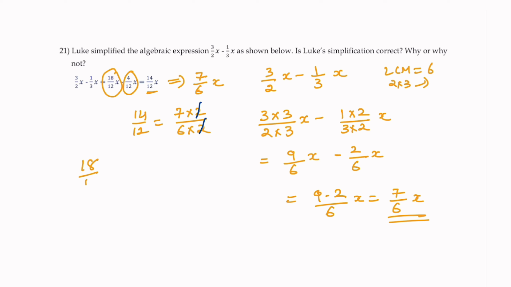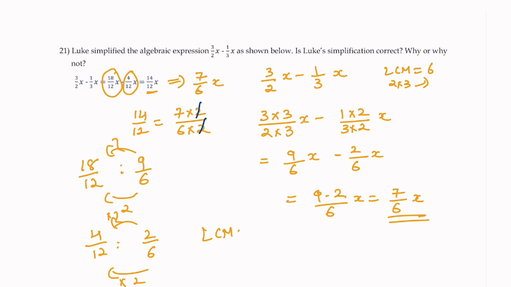He has 18 over 12 and we had 9 over 6. So actually, this is times 2 and this is also times 2. And again, 4 over 12, we have 2 over 6. So that's again times 2. In a way, the final answer matches if we further simplify, but here he has taken the LCM to be 12, whereas the LCM is supposed to be 6 and not 12. Though he finally gets what we are getting, the LCM should have been 6 over here and not 12.